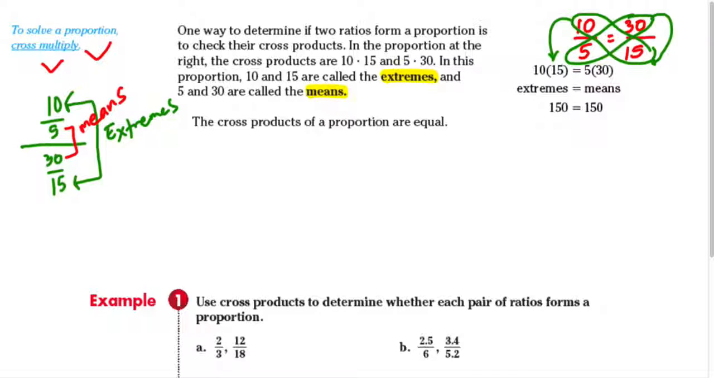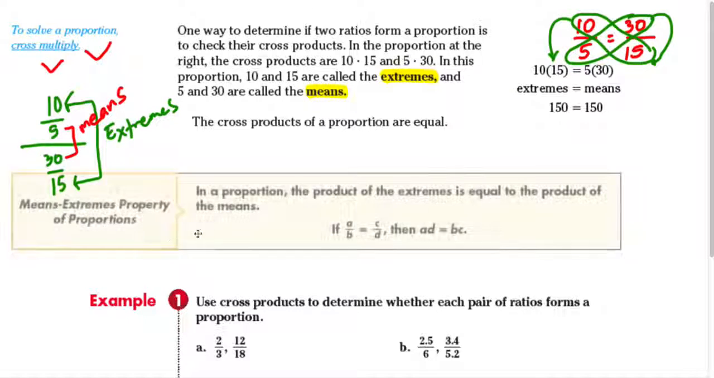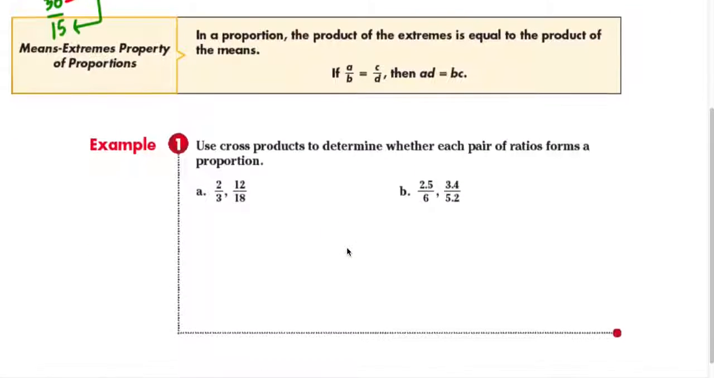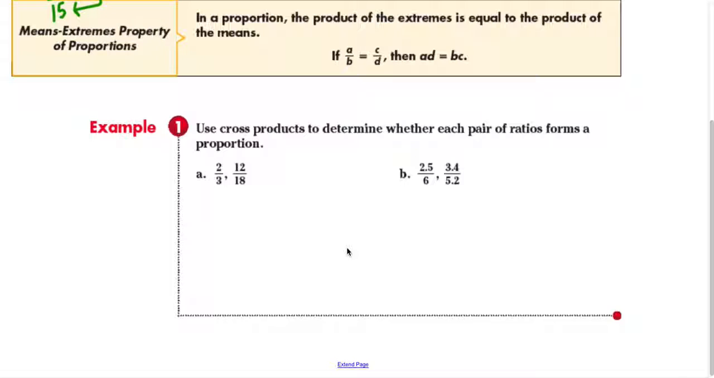Okay? So let's take a look at the means-extremes property of proportions. It simply states that in a proportion, the product of the extremes is equal to the product of the means. If A over B equals C over D, then A times D is equal to B times C. Again, using cross products. Use cross products to determine whether each pair of ratios forms a proportion.